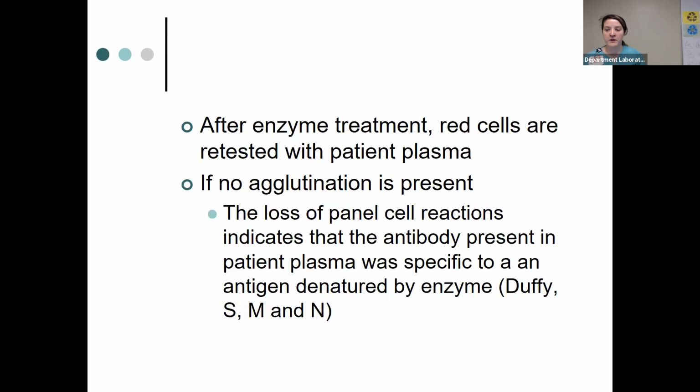And again, after enzyme treatment, red cells are retested with patient plasma. So if you had a cell that was previously reacting with your patient plasma, and then after enzyme treatment you have a negative reaction, what does that tell you? It's probably one of those that we know is destroyed by enzyme treatment: M, N, big S or little s, or your Duffys, okay? So if after enzyme treatment your reactions go negative, that lets you know, hey, I'm dealing with Duffy A or Duffy B, M or N, big S or little s, okay?